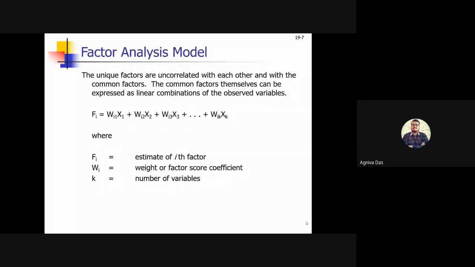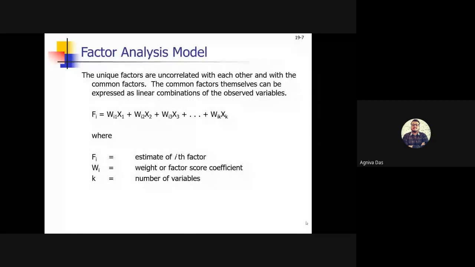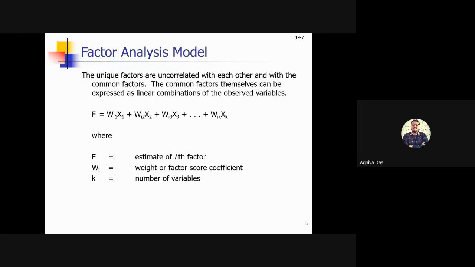Now, because each variable can be written as a combination of all the factors and its own uniqueness, similarly, all factors also can be written as a linear sum, or a weighted sum, of all the variables that we have. So Fi is the estimate of the ith factor, Wi is the weight or factor score coefficient, Xi obviously is the ith variable concerned, and K is the number of variables we have.